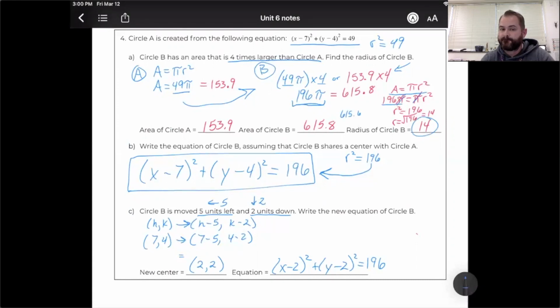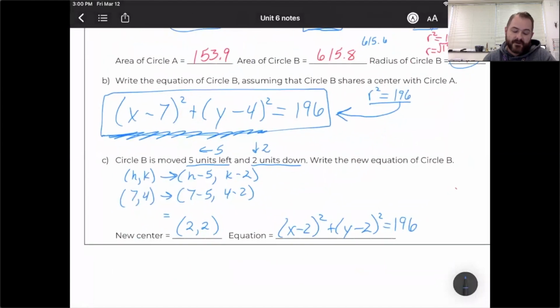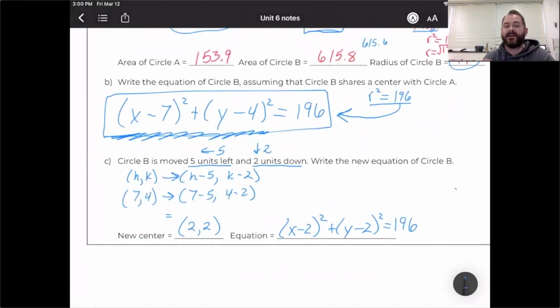Okay? So for part B, it says to write the equation of circle B, assuming the center hasn't changed. They share a center with circle A. So this side of your equation stays exactly the same as it was printed in the original part of the problem. The only thing that's different is instead of r squared being 49, r squared is 196 because the radius 14 squared is 196.